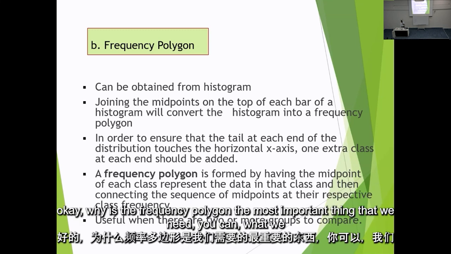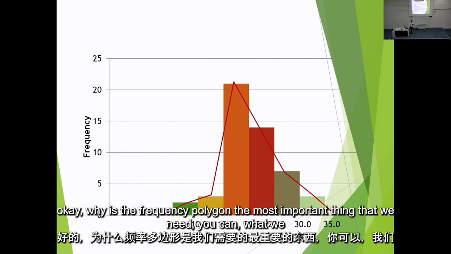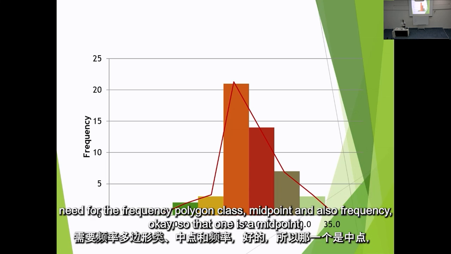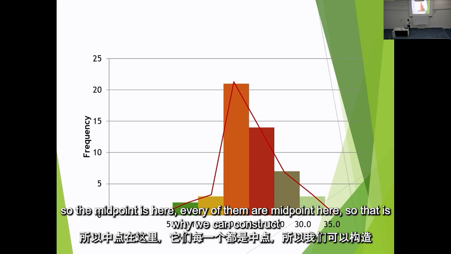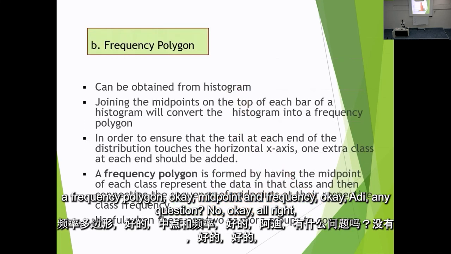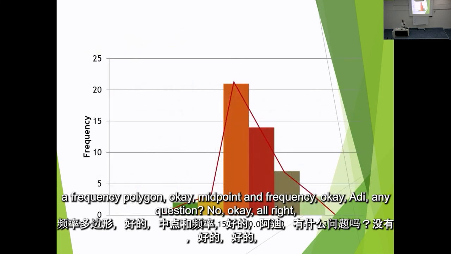Now, the frequency polygon. What is the frequency polygon? What we need for the frequency polygon are the midpoint and the frequency. The midpoint is here, every one of them is a midpoint. That is why we can construct a frequency polygon using midpoint and frequency.